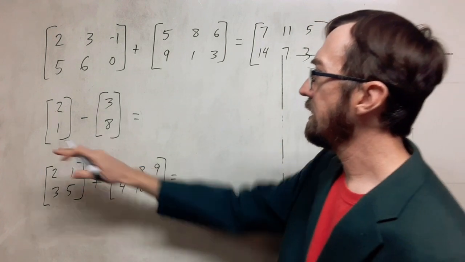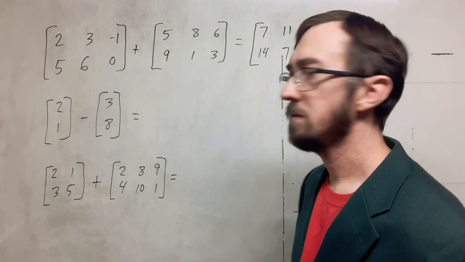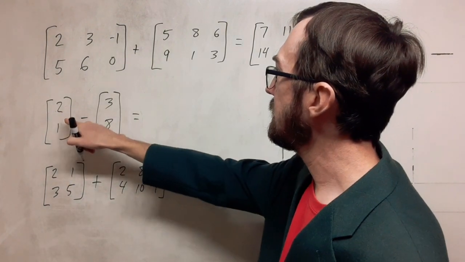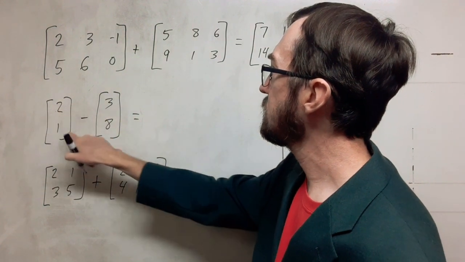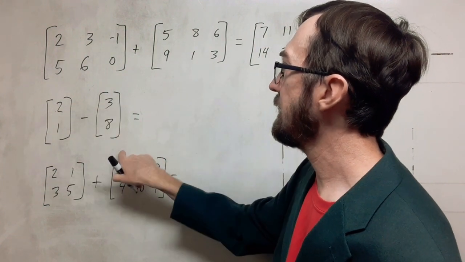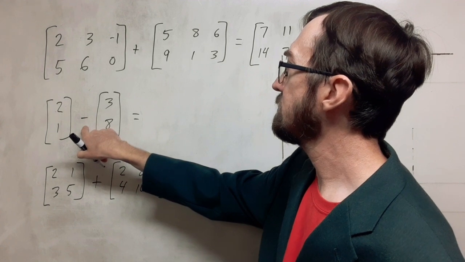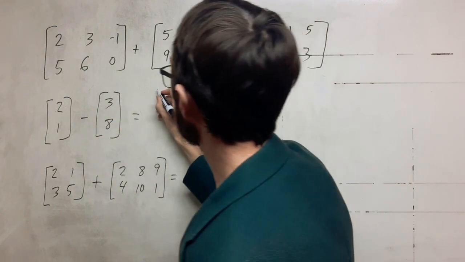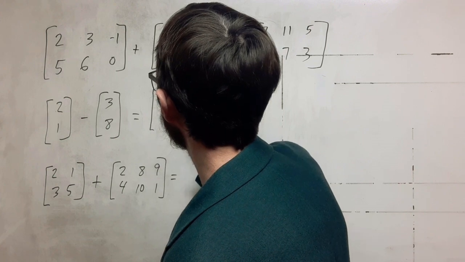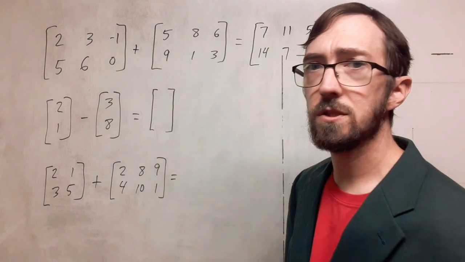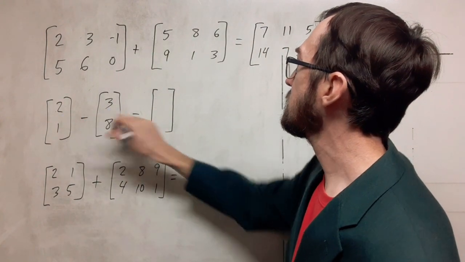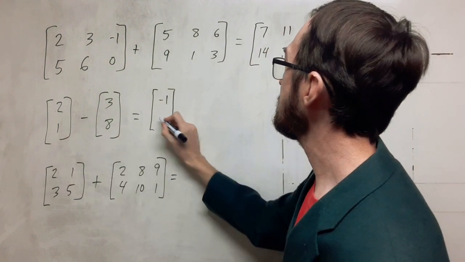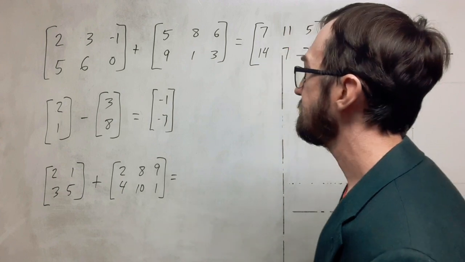Next, we're going to look at this. We have some vector-looking matrices here, and we want to subtract. Again, checking dimensions. I have a 2 by 1 and a 2 by 1. They match dimensions. We're doing subtraction, so I'm looking at corresponding positions. My difference will be a matrix of the same dimensions. 2 minus 3 is negative 1. 1 minus 8 is negative 7.